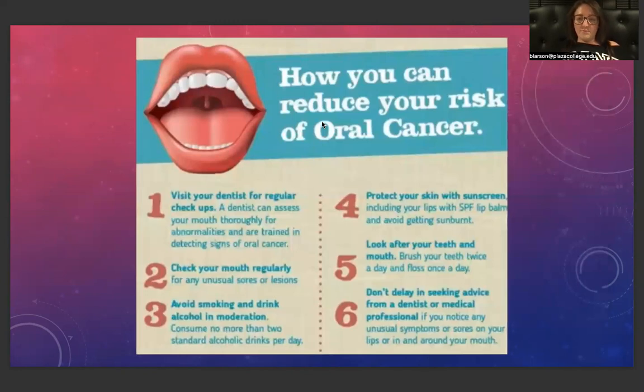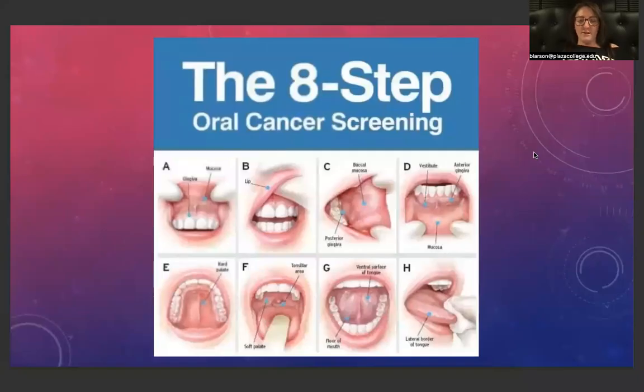This is just some examples of how you can reduce your risk. Visit a dentist for regular checkups, check your mouth regularly at home, avoid smoking, drink alcohol in moderation, protect your skin with sunscreen. SPF is very important. Look after your teeth and mouth when you brush. Don't delay in seeking advice from a dentist or medical professional if you notice something unusual in your mouth. And this is kind of just a picture of EOE and IOE done.